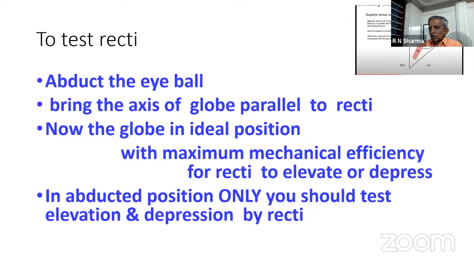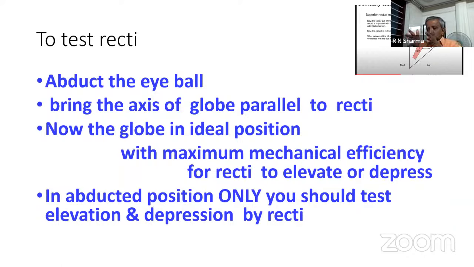Now, we have already seen that initially I told you there is an axis of the globe which is looking straight. There is an axis of the orbit which is going in a slanting manner, making an angle of 23 degrees with the axis of the eyeball. Now, what you have to do is bring the axis of the eyeball parallel to the axis of the muscle. Parallel to the axis of the muscle.